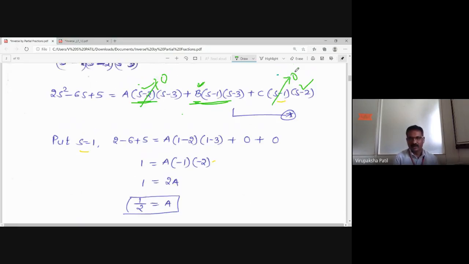Okay. I hope you understood this. Next, can anybody give me some hints on how to get the value of C using the same technique?